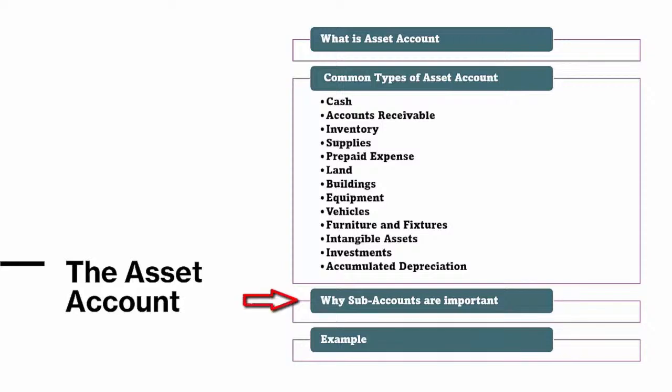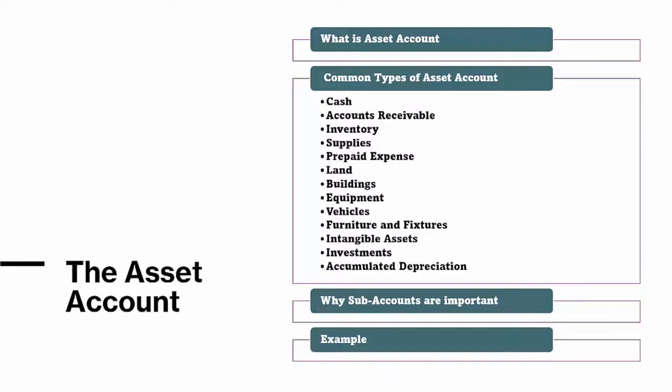Why these sub-accounts matter. Each sub-account gives us specific information about different kinds of assets the business owns. By separating assets into these categories, we can see exactly where our resources are and understand how they contribute to the business. For example, cash helps pay bills and employees. Inventory represents goods to sell and earn revenue. Equipment helps in production and business operations. Understanding these subaccounts gives us a clear picture of everything the business owns and how each asset supports the business's goals.